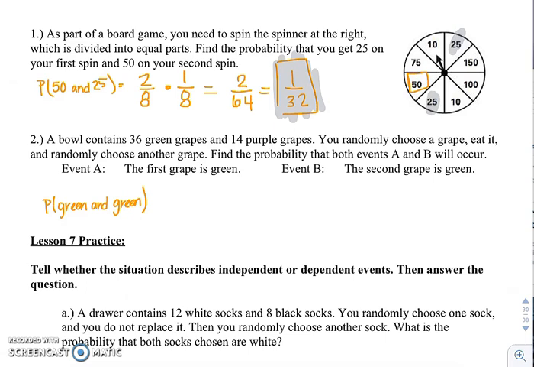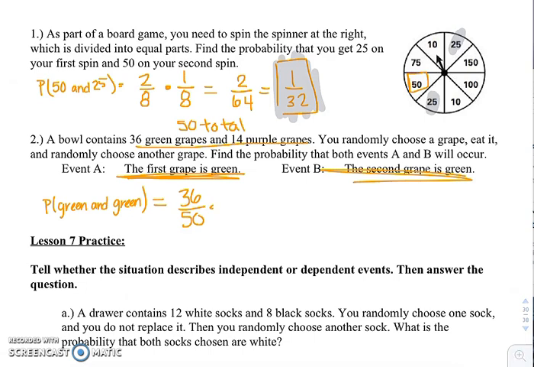Okay, number 2 says a bowl contains 36 green grapes and 14 purple grapes. So 36 and 14 is 50 total. It says you randomly choose a grape, eat it, and then randomly choose another one. Find the probability that the first grape is green and the second one is green. So you get a green and a green. Well, for the first green grape that you're going to pick, there's 36 in the bag out of 50. So that first probability is 36 out of 50.